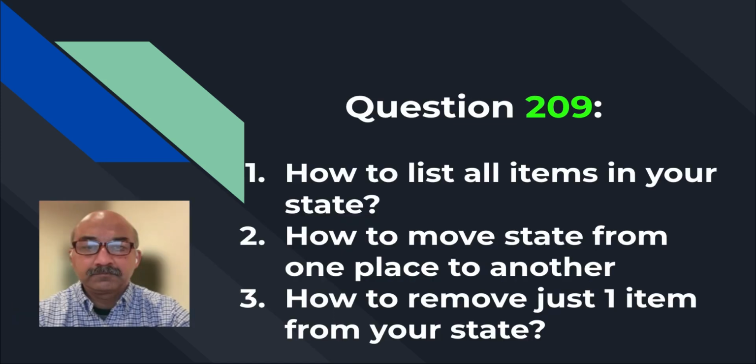The question today is, in Terraform, how do you list all items in your state? And how do you move state from one place to another? And how do you remove just one item out of, let's say, 100 from your state?